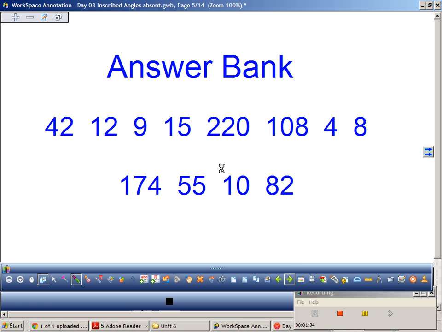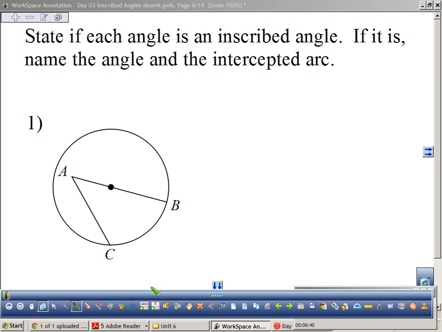First I want you to write down your answer bank. So go ahead and pause the video and write down all the answers on your homework sheet. We're going to do a lot of these right now, though. Okay, so let's start with number 1. State if each angle is an inscribed angle. If it is, name the angle and the intercepted arc.